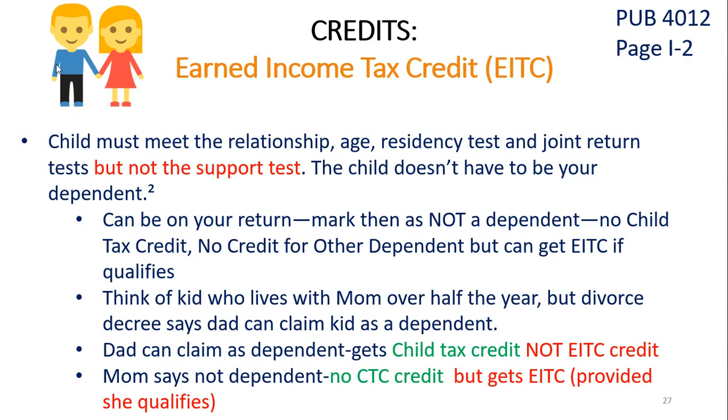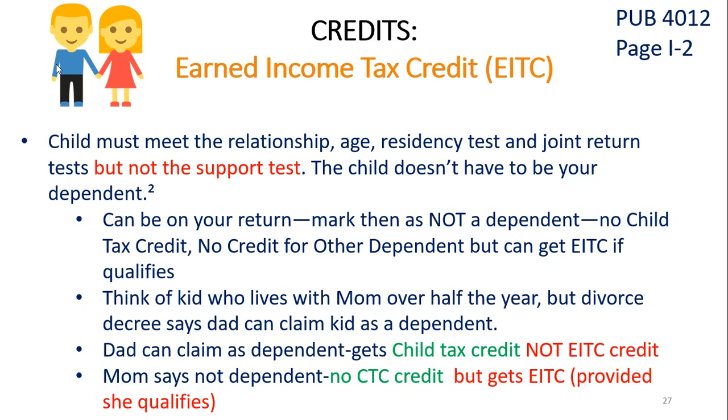The child must meet the relationship, age, residency test, and joint return test, but not the support test. The child does not have to be the dependent of the taxpayer claiming them. And this really gets confusing. Let's go back here real quick. For this credit, there has to be a close relationship. The age test needs to be met, and the residency test. And that's a big thing, residency. The child has to live with the taxpayer.